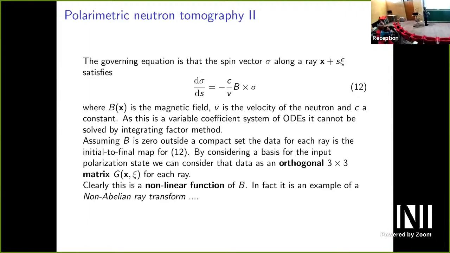B is a function, so it's a system of linear differential equations in T along the line, right? Imagine you've got your neutron spinning by itself. It goes from no magnetic field to a magnetic field, and things change. But it's just saying the rate of change is proportional to the vector product of the magnetic field and the spin direction. And that's linear, right? It's linear in sigma. So it's a linear system of differential equations.